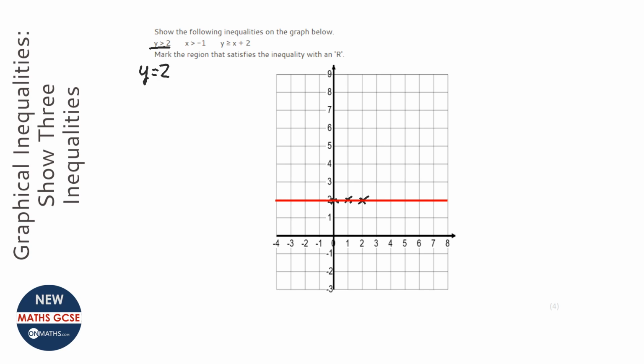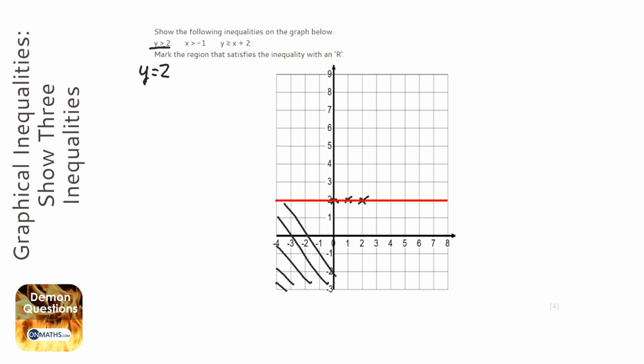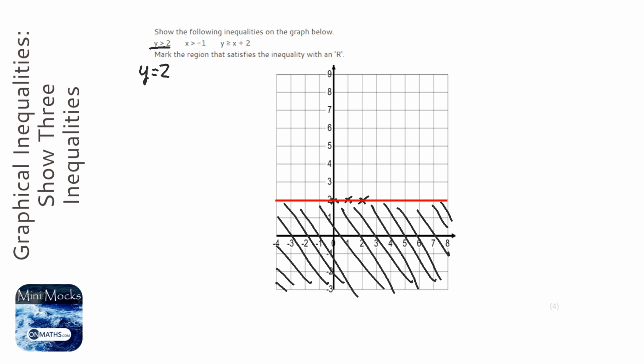Now, the inequality says y is greater than 2, so what I want to do is shade out the region that we're not looking at. So we're going to shade out this bottom region here, because we don't want that. And some teachers say shade in the region you want, but it's a lot easier to see the region you want if you shade out everything else, otherwise you're looking for overlapping regions. Okay, so that is done, so we can cross that off.